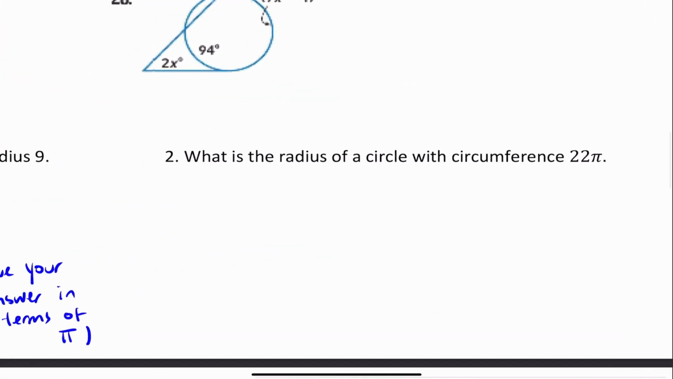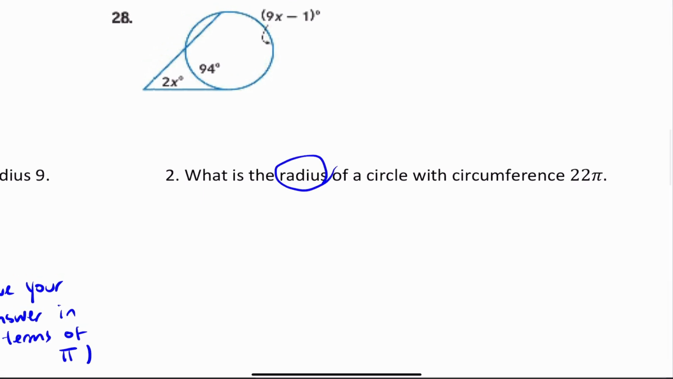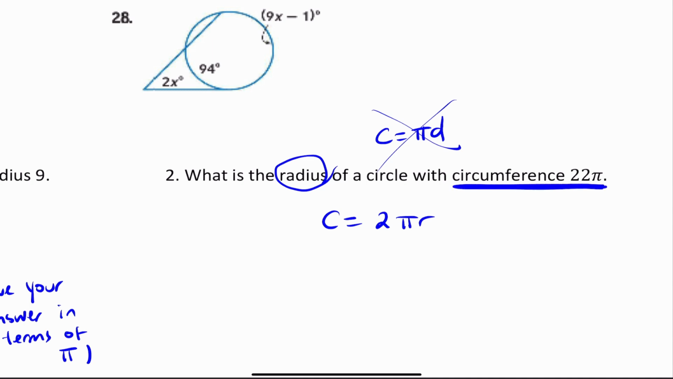Number 2 says, what is the radius of a circle with circumference 22 pi? Okay, so let's see. We're dealing with the radius here, so you're not going to be using C equals pi d. Don't do that. You're going to be using C equals 2 pi r. You want to involve the radius. Given the fact that you know what the circumference is, you're going to replace C with 22 pi, and you're going to equal that to 2 pi r.